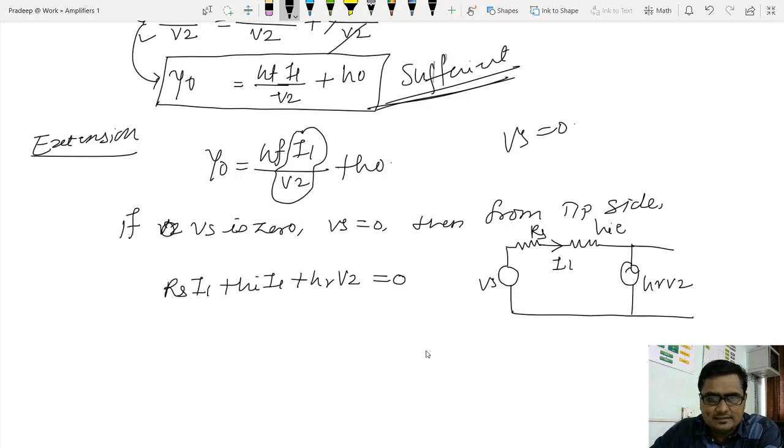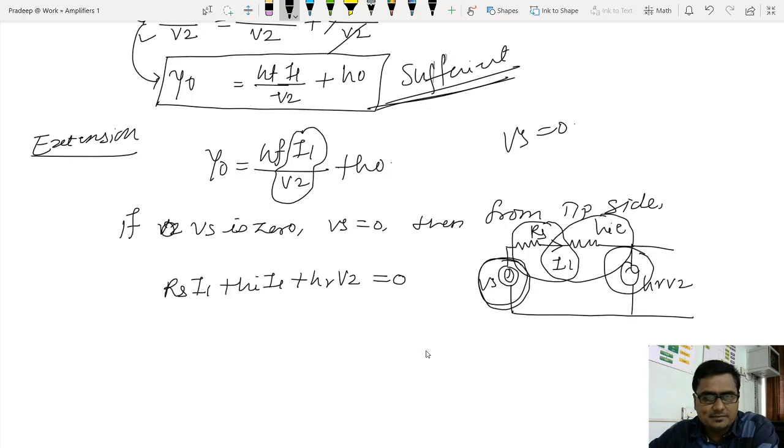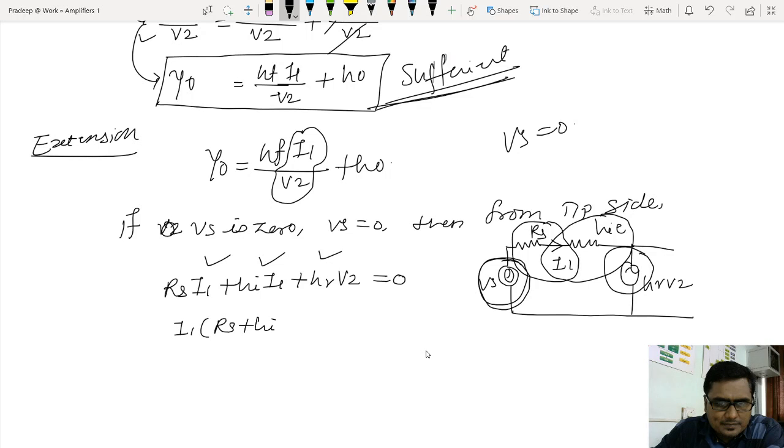So see, this Rs multiplied by I1, plus this voltage, plus this voltage, all is equal to 0, because this part I am keeping as null or 0. So I am writing Rs multiplied by I1 plus this is equal to 0. Then what is common here? I1. I can write (Rs plus Hi) equals minus HR multiplied by V2. Obviously this side will go to the right side and it will become negative.